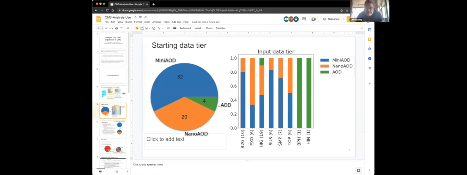But you've still got some hint of people using the older data tiers, where essentially most of the collaboration is still running their own n-tupling, but we're starting to get more and more adoption of nano AOD, especially as we make it more inclusive and more flexible over time.